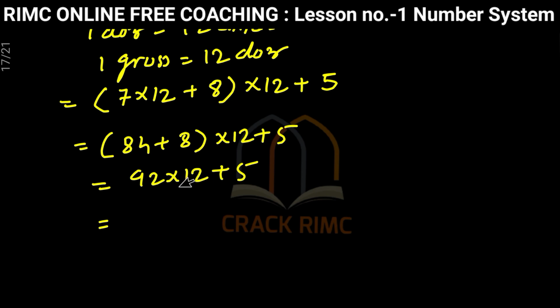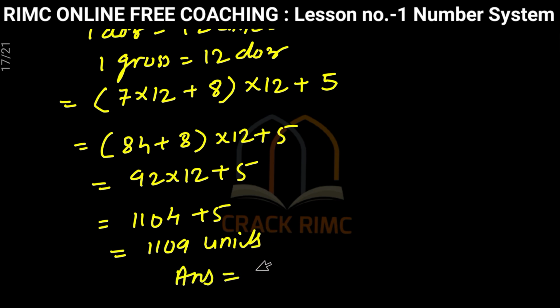If we do multiplication, 12 2s are 24, 12 9s are 108, 108 plus 2, 1110. 1110 plus 5 units is equal to 1109 units. Okay, so our answer is equal to 1109 units.